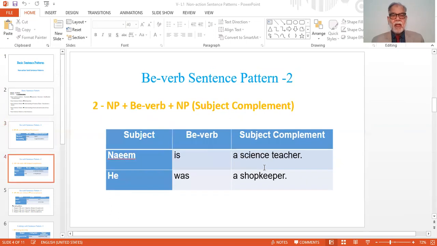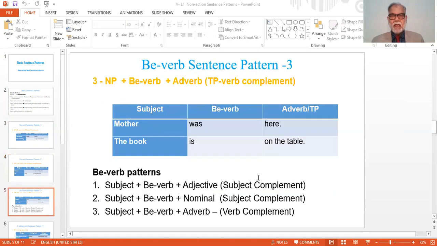Next one, the second pattern: noun phrase, be verb, and noun phrase. Naeem is subject, is be verb, a science teacher. This is subject complement. In this pattern, we have subject complement as a noun. And in the second sentence, he is subject, was is be verb, a shopkeeper, subject complement. Again, this is noun complement. It can also be called nominal complement. So this is the second pattern. Next one, pattern 3: noun phrase, be verb, adverb.